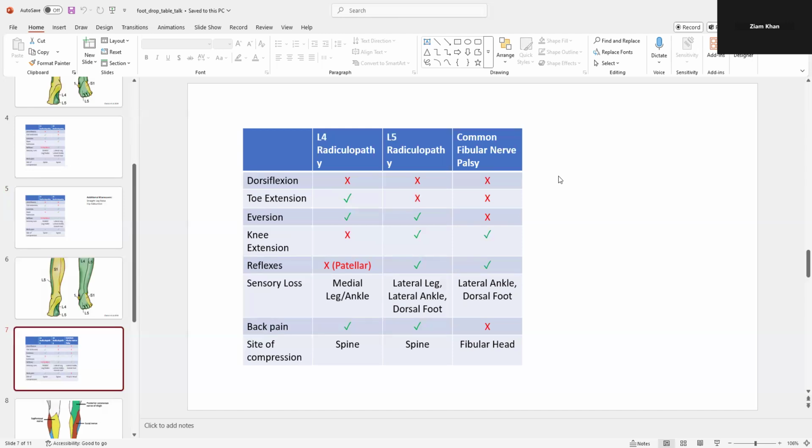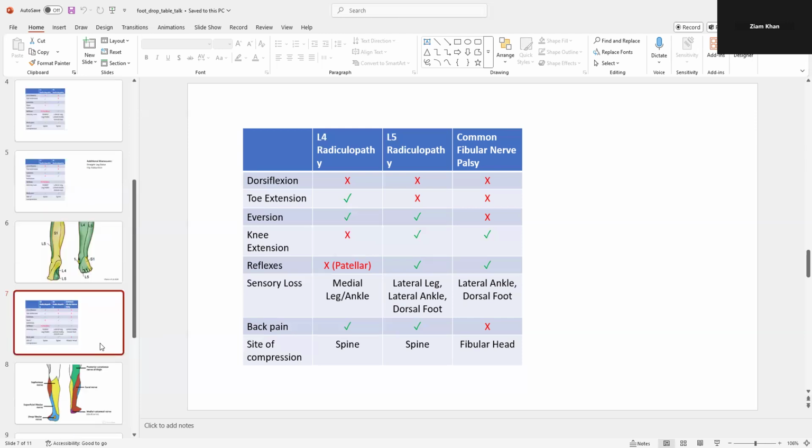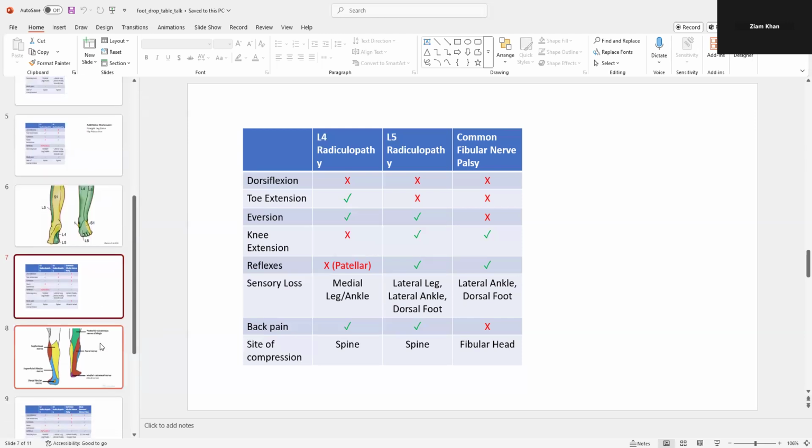This can affect your toe extension. It'll affect your eversion, which is unique to the common fibular nerve palsy out of the ones that we're discussing today. You won't have back pain because the common fibular nerve is a little bit farther down. It'll be on your leg, and it's commonly compressed if you have a fibular head fracture or something like that. It's superficial, so it can be hurt due to trauma.